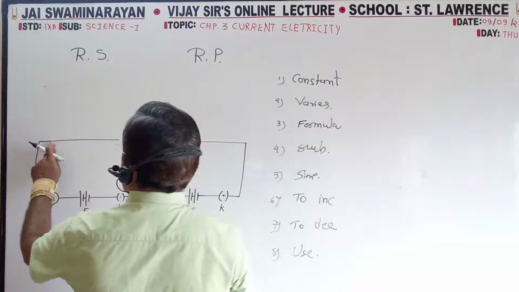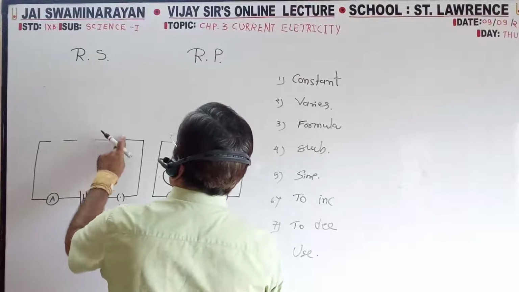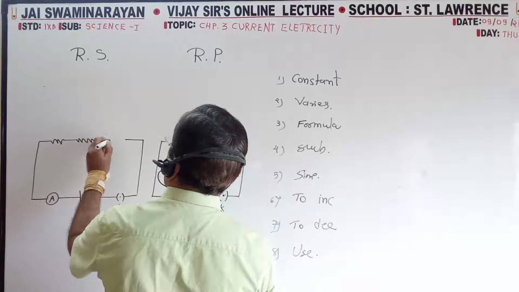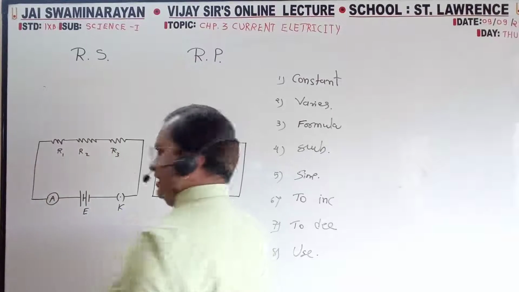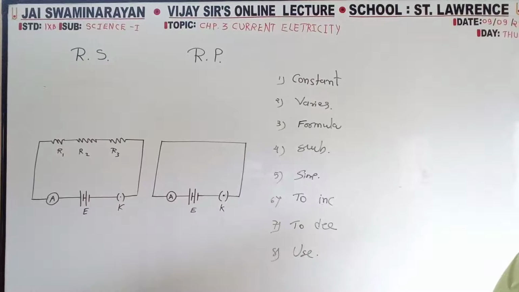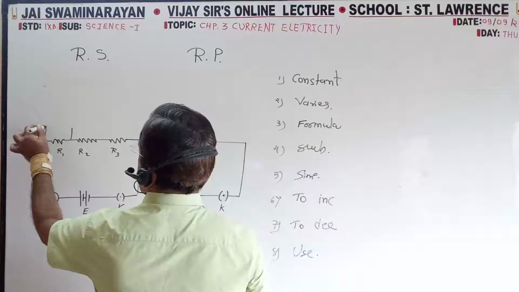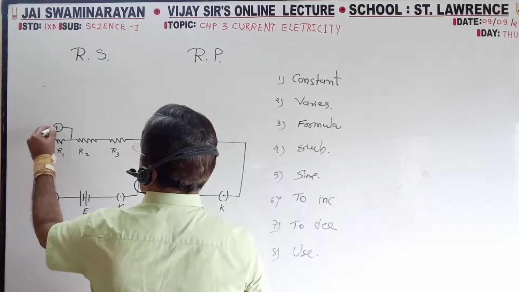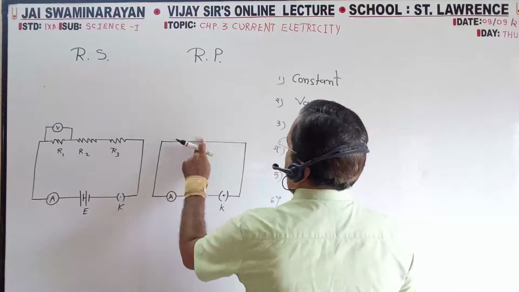Now the resistances are in series. So 1, 2, 3. These are the resistances R1, R2, R3. Correct? And the symbols are already filled in. So here there is a voltmeter. Resistance in series, and now resistance in parallel.